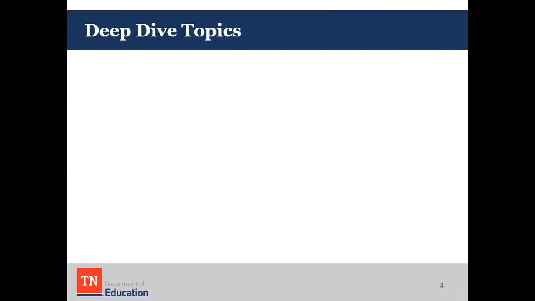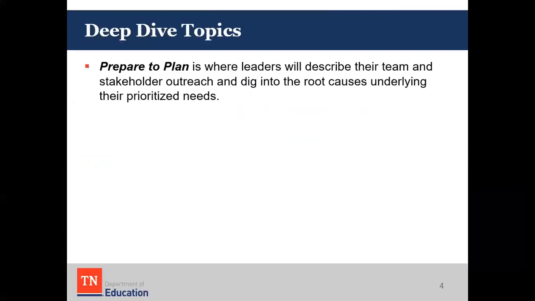So last week, we touched on a lot of the components of the tool that are around developing your plan. Those included everything from your Prepare to Plan page. As a reminder, your Prepare to Plan page is where leaders are going to be asked to describe their stakeholder outreach, as well as to dig into their root cause analysis that are underlying those needs that are prioritized. So here you're going to go in, you're going to be reminded of those areas that you had said are going to be your focus areas for this year, and you're going to be asked to speak to what are some of the root causes behind that.